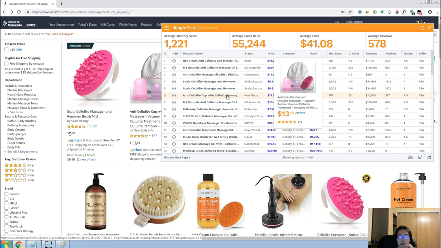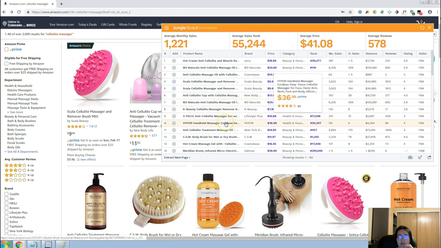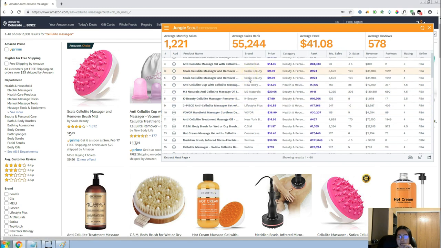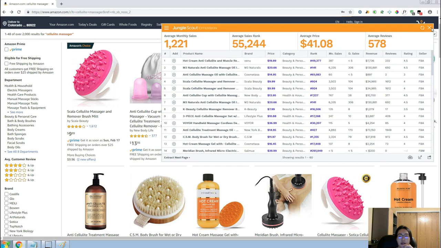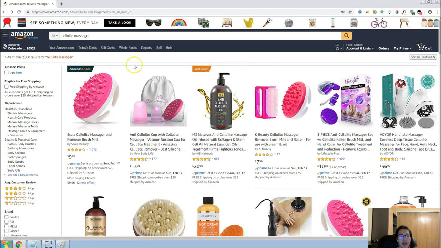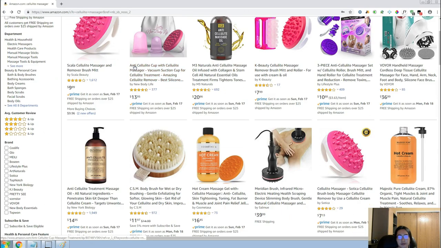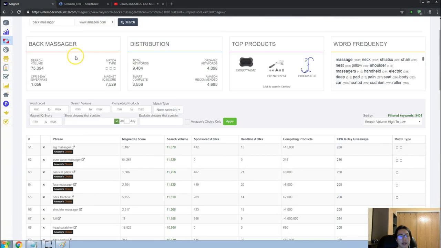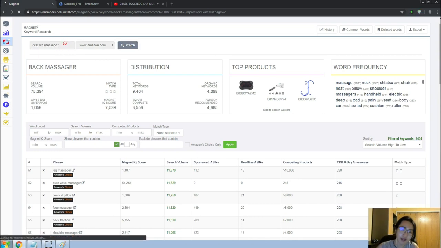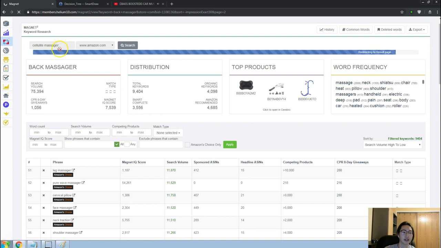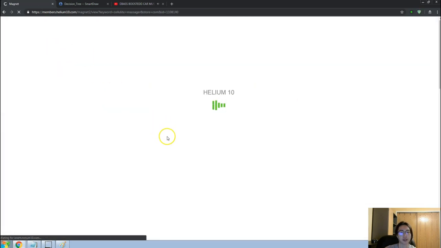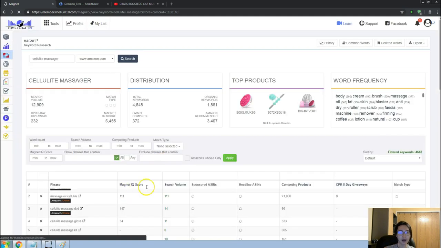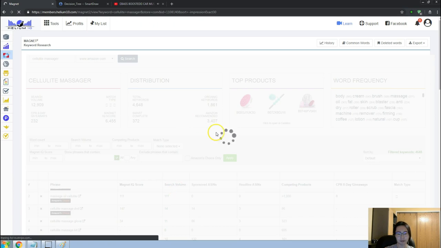Anti-cellulite cup with cellulite massager. The problem is the reviews and the rating is good. I would want to know something within a niche within this niche. If you want to dive into this niche, it would be a niche within this niche. I don't know. You're going to have to think and be kind of clever with it. You know what? I can't say that. This is why I'm making this video for you, so you understand what you would do in a situation where you have to be more clever. So what I would do is go into Magnet tool and type in cellulite massager and see what other groups of keywords might come up. And then we might be able to find another idea or a similar idea or something that's a little less competitive and still has potential.